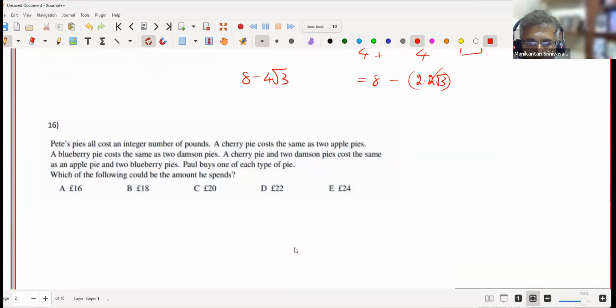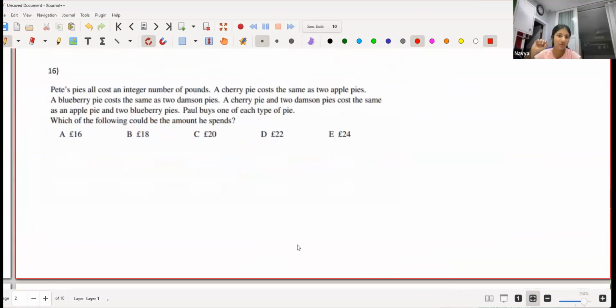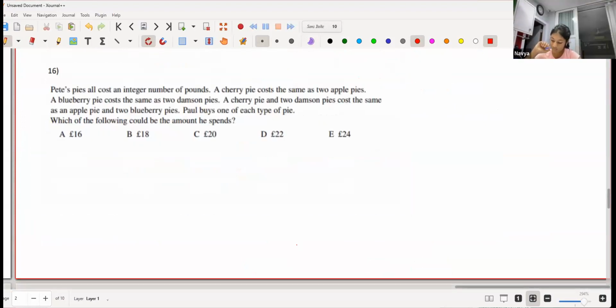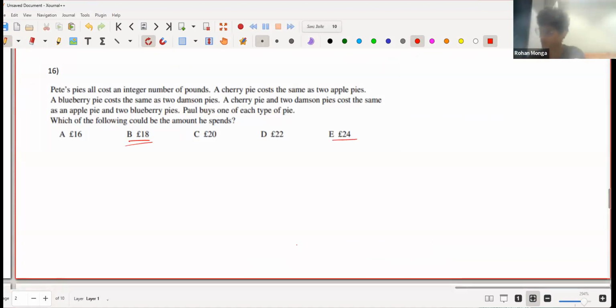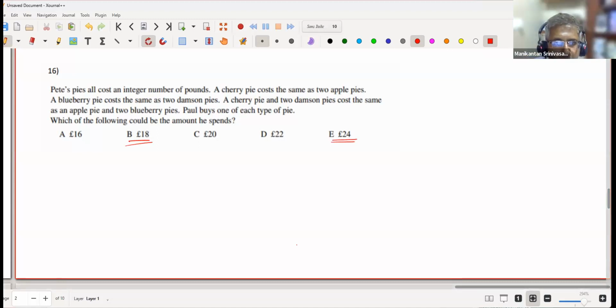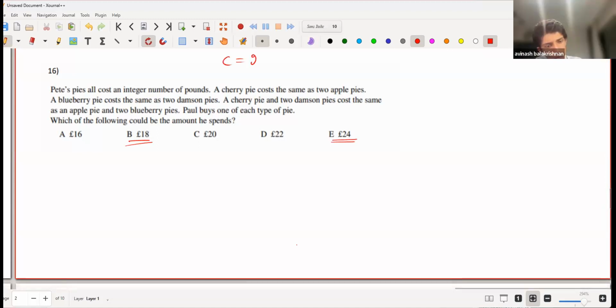Okay. Navya, what did you get? I got B for this. B, 18. Okay, Rohan? I also got B. B, Ananya. Okay, cool. Sir, I got E. E. Okay. All right. So what does he say? Cherry pie cost same as? Even I got B.